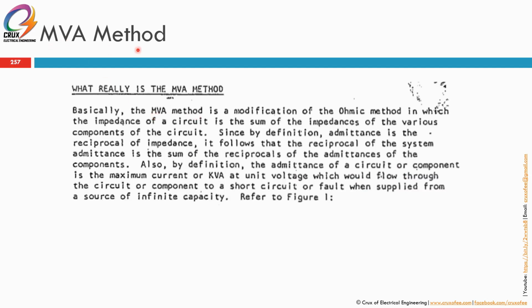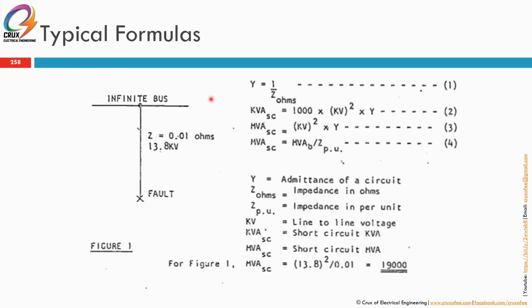As you can see, the name is MVA method. MVA is the apparent power, so we need to convert all the properties or the fault level into apparent power, MVA. So Y equals 1 over Z, which is the admittance of a circuit. The kVA short circuit for a cable can be calculated using this. For example, this is a cable. The impedance is 0.01 ohms and the voltage is 13.8 kV.